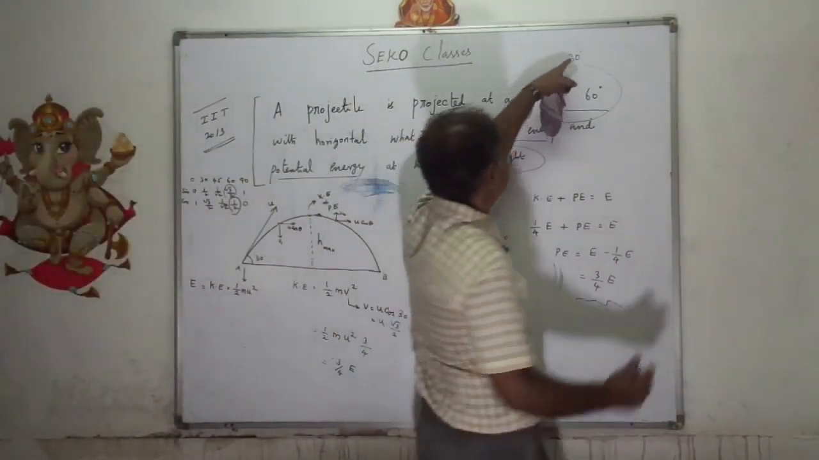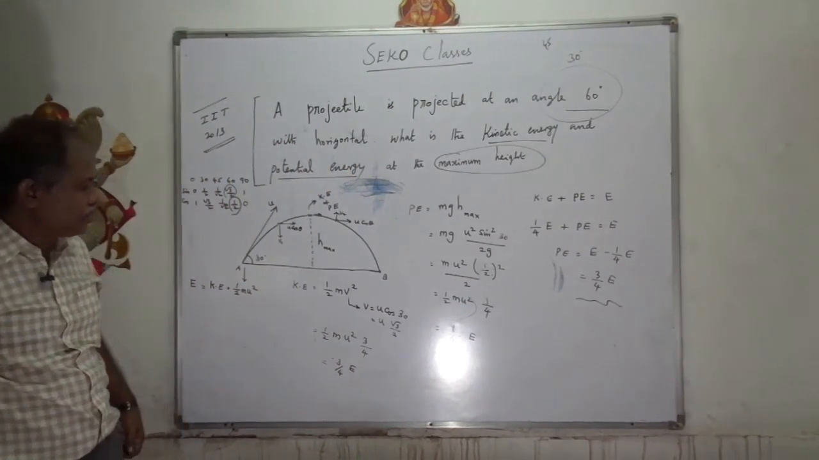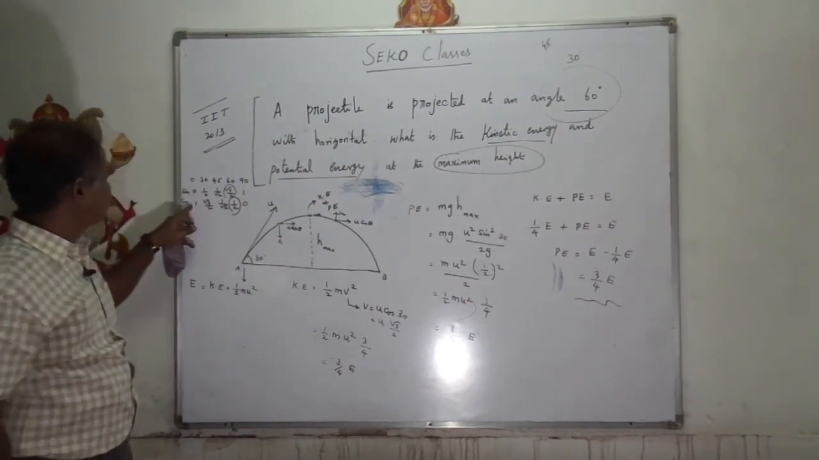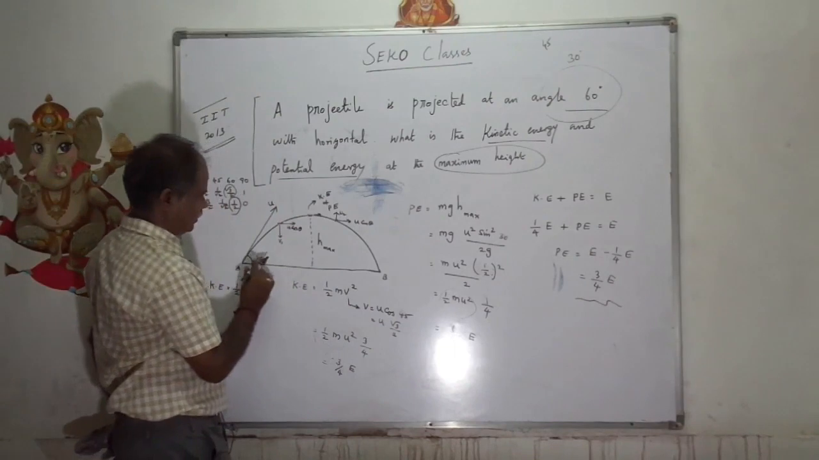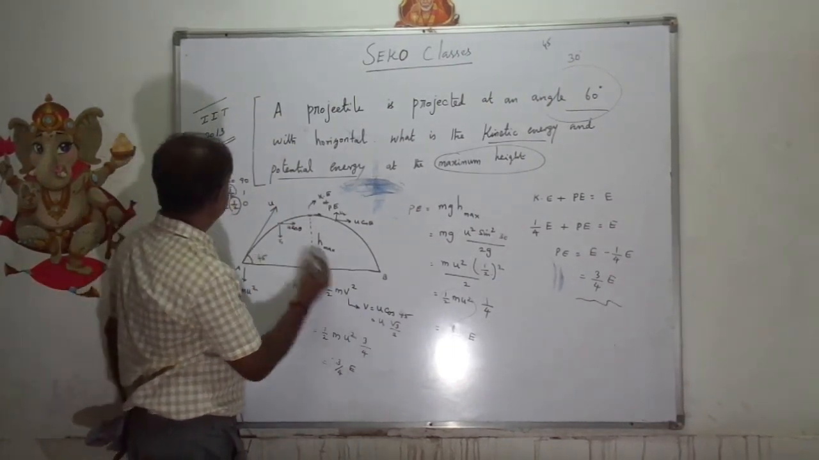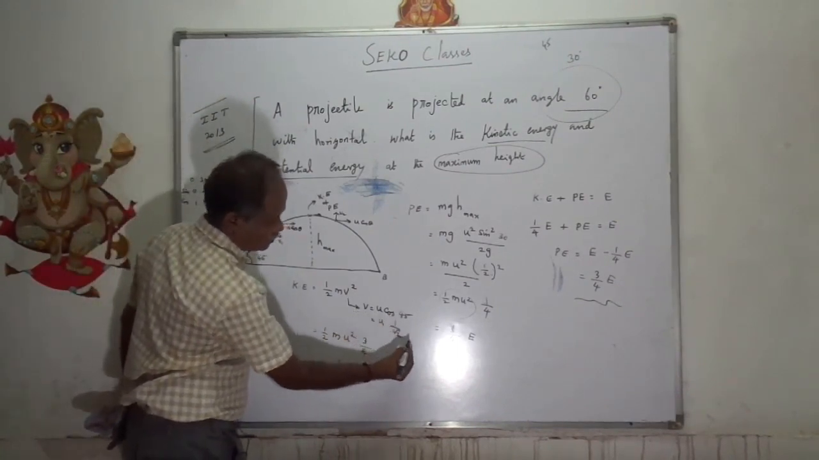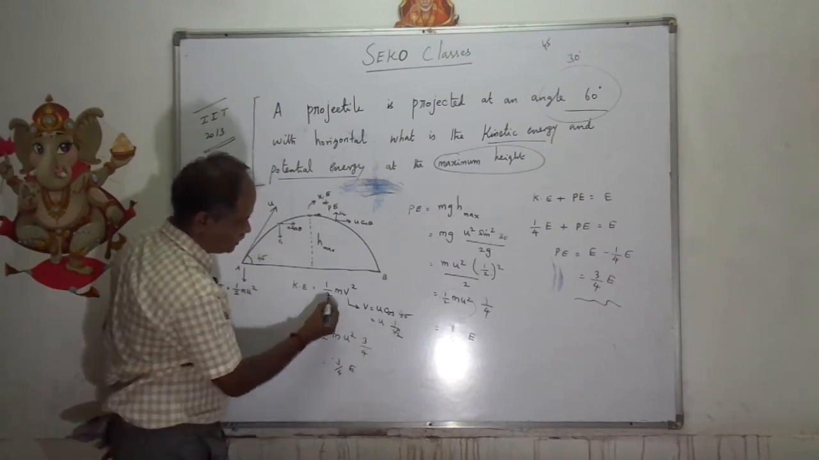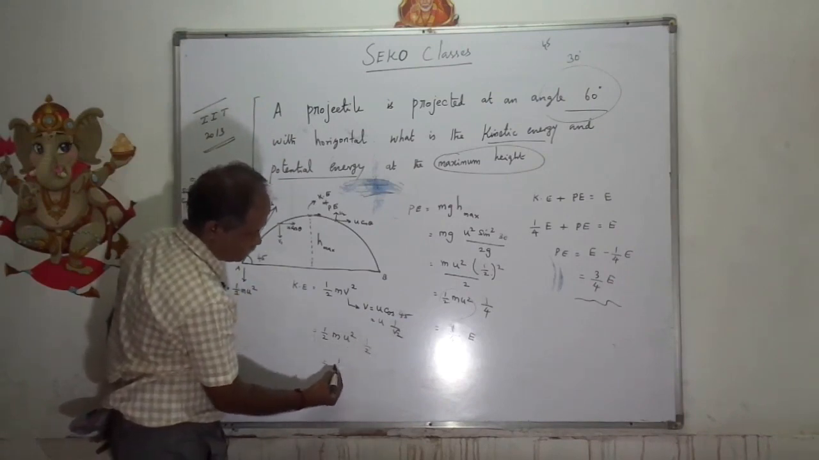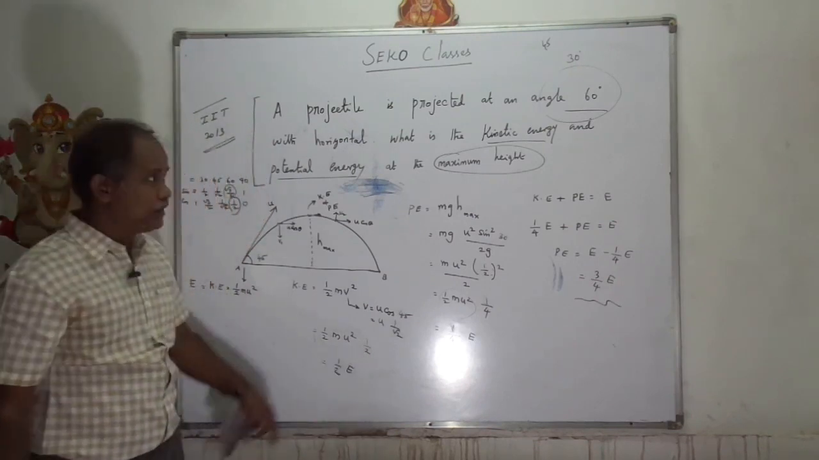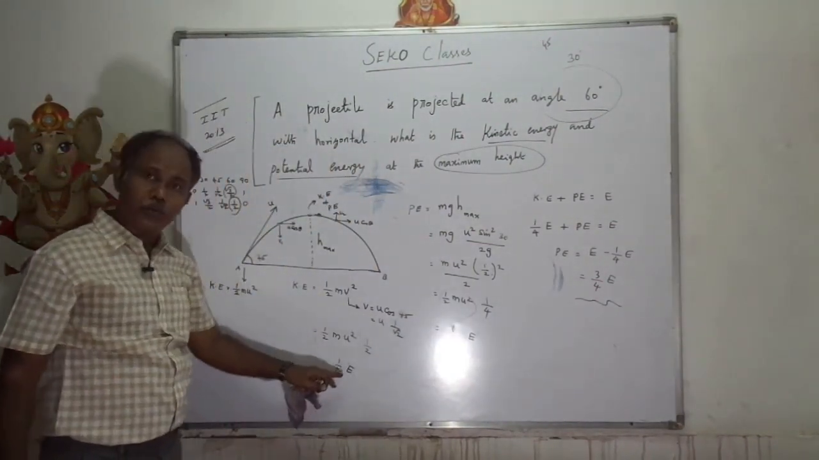Instead of 30, let it be 45. Then again, cos 45 is 1 by root 2. Cos 45, 1 by root 2, then v square, u square, 1 by 2. So the kinetic energy is 1 by 2 of the total energy when you change the angle from 60 to 45.